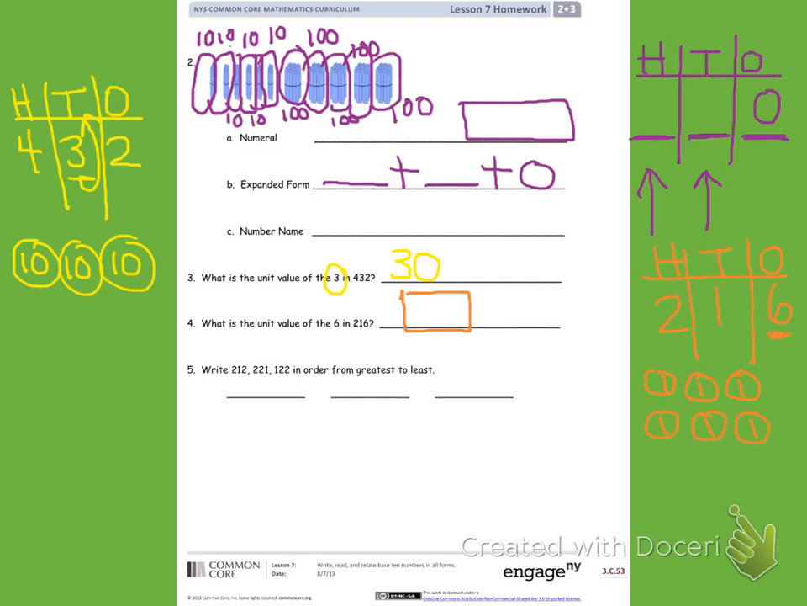Lastly, number 5 asks you to write the numbers 212, 221, and 122 in order from greatest to least. Greatest means biggest, least means smallest. One way that you can do that is by drawing the chart, labeling the columns ones, tens, and hundreds, then writing the numbers in them in the columns.